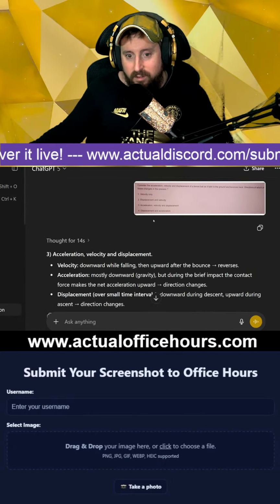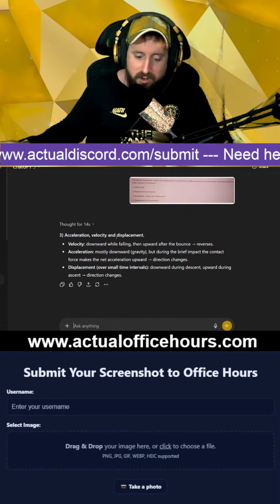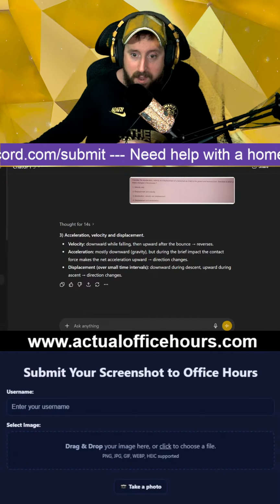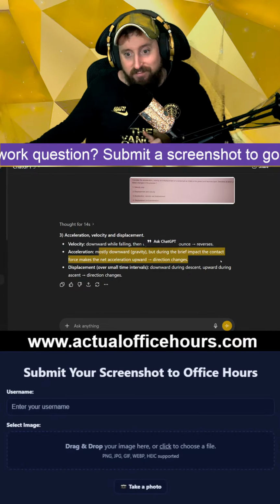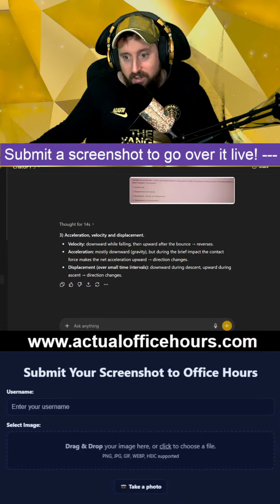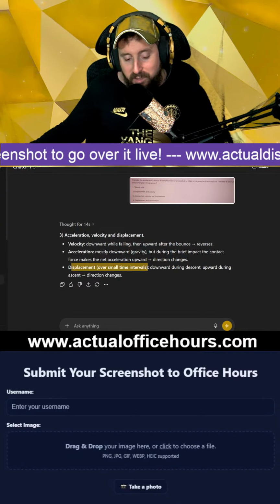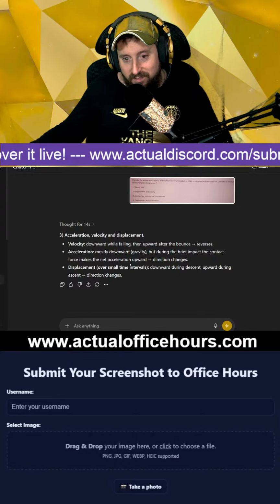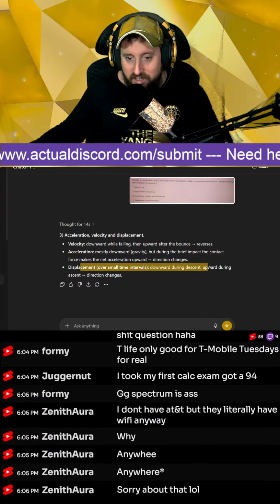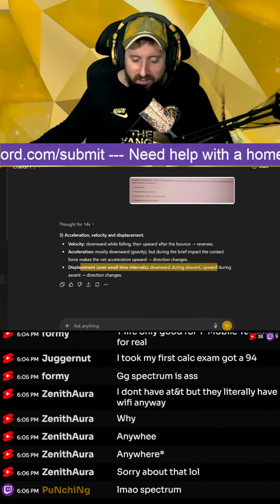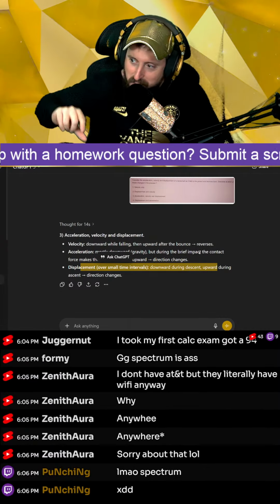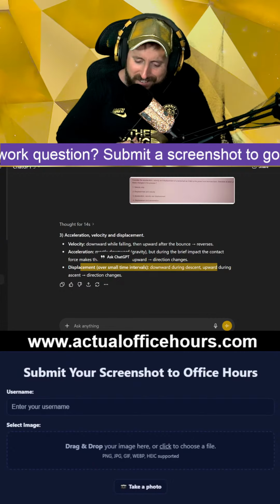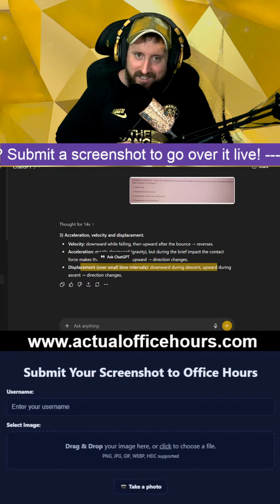Okay, here, let's see. So it says acceleration, velocity, and displacement. Velocity downwards while falling, and then upwards after the bounce. I totally agree with that. Acceleration mostly downwards, but during a brief impact, the direction changes. Sure. And then displacement. Well, this is wrong. Displacement is downwards? No, what? So they're talking about little time intervals as you go down, and little time intervals as you go up? Like, what?